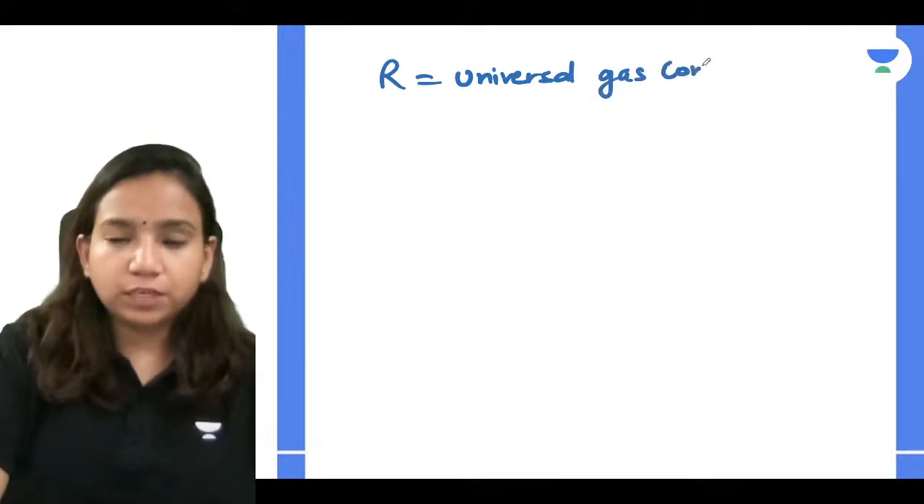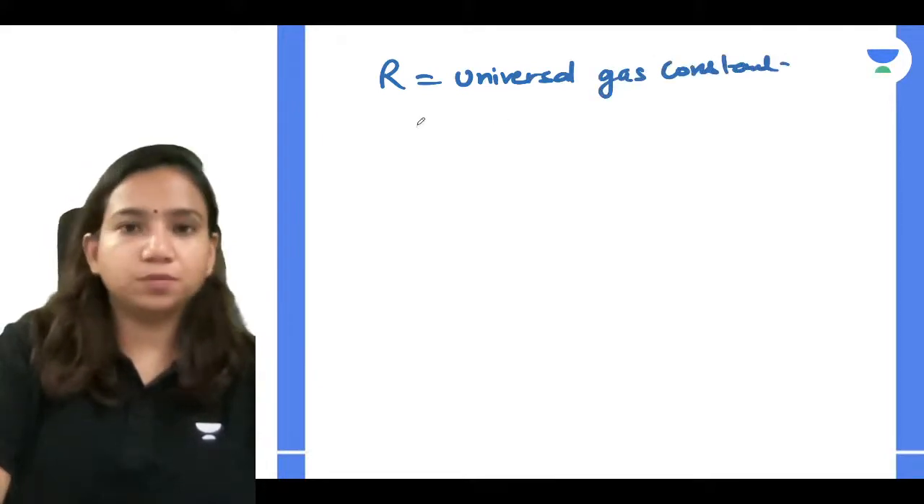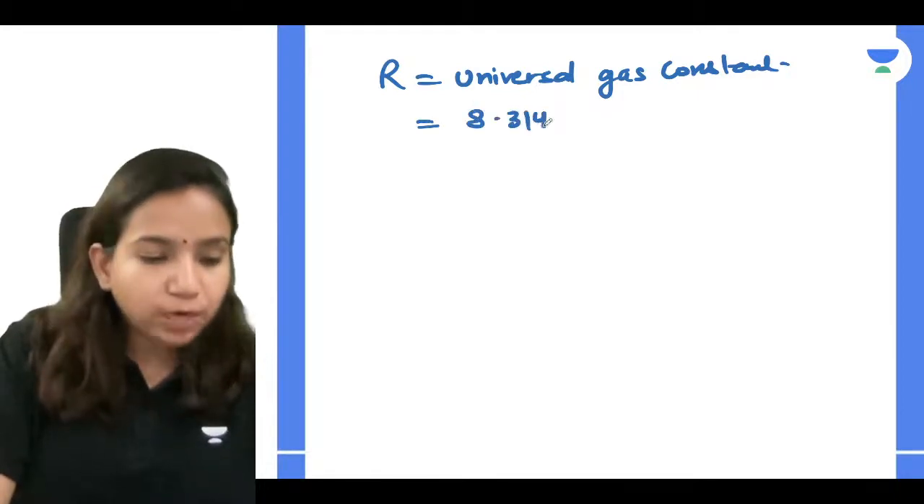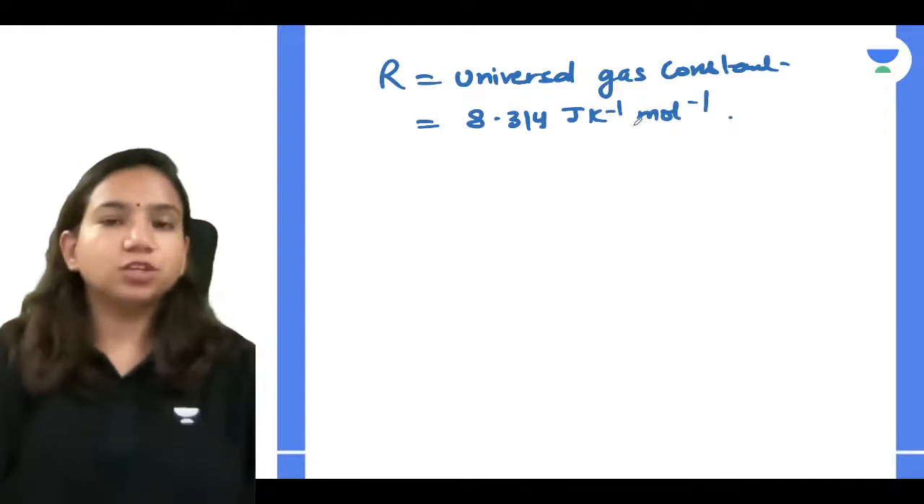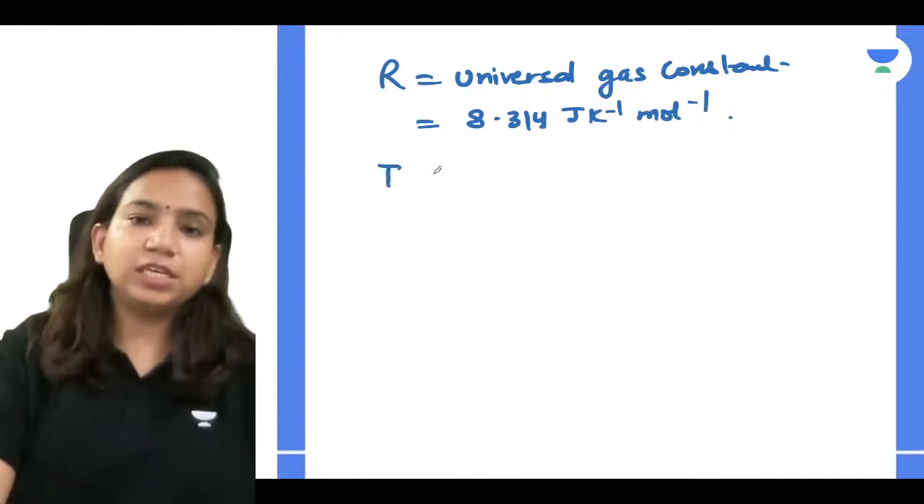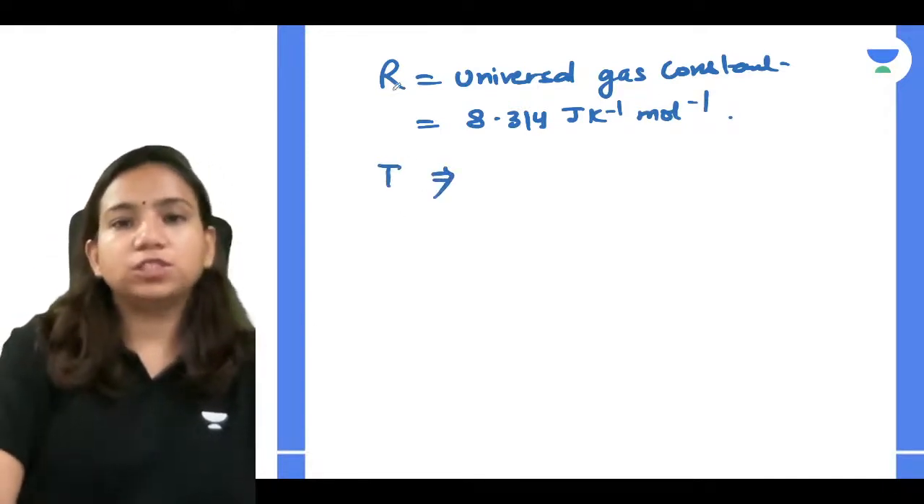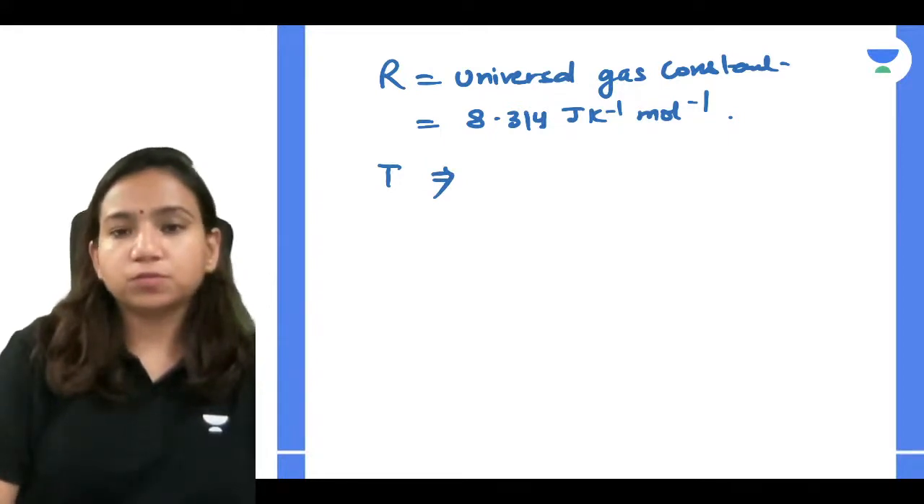And what is the value for it? It is 8.314 joule per Kelvin per mole. That is the unit for R. Then what is T in our formula?